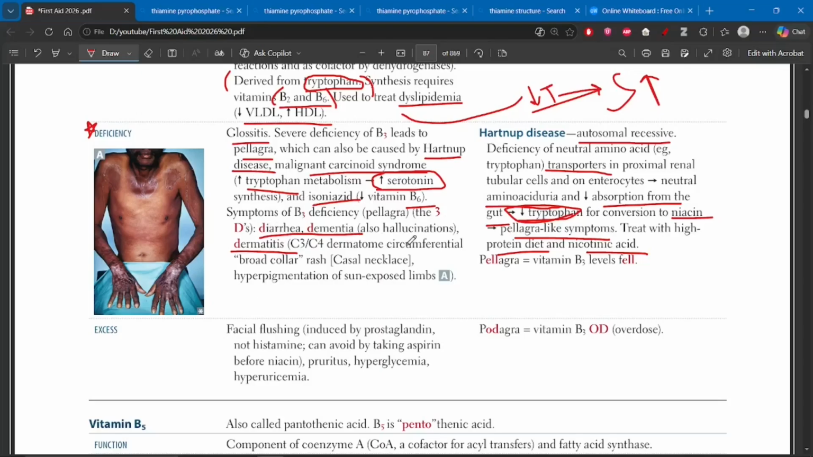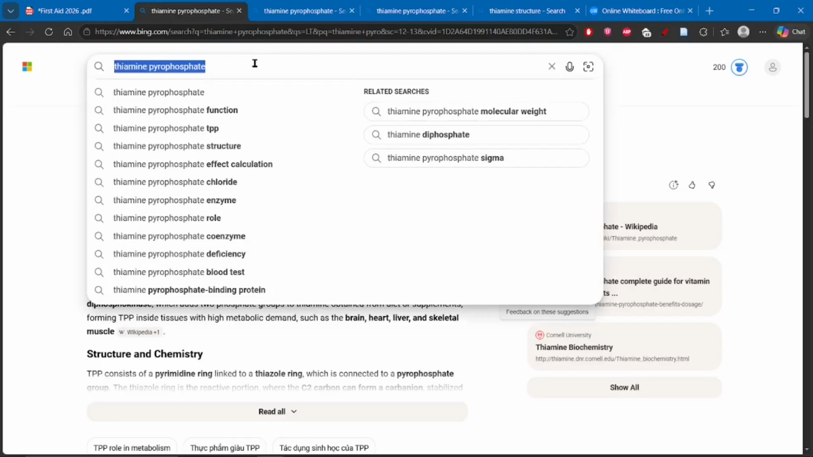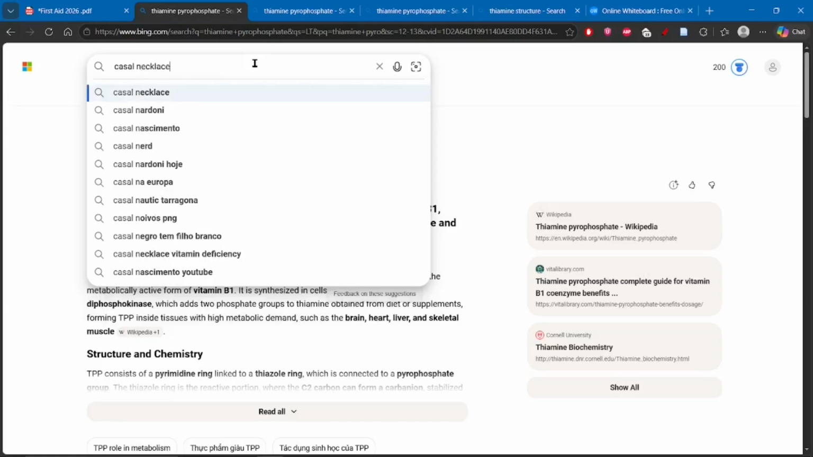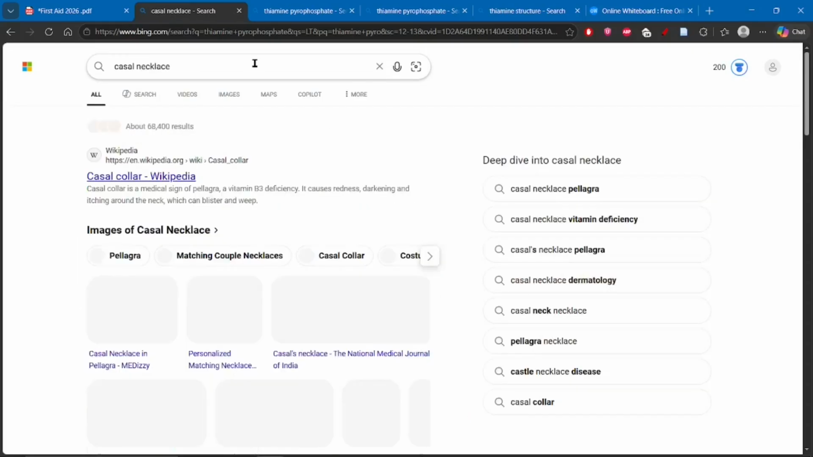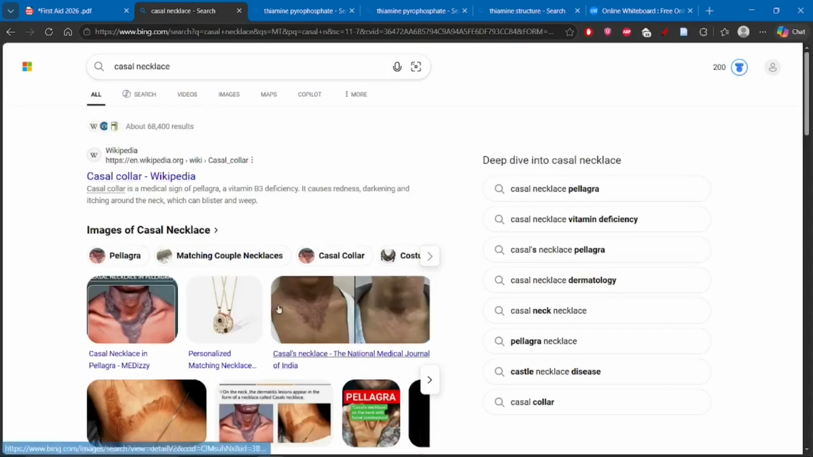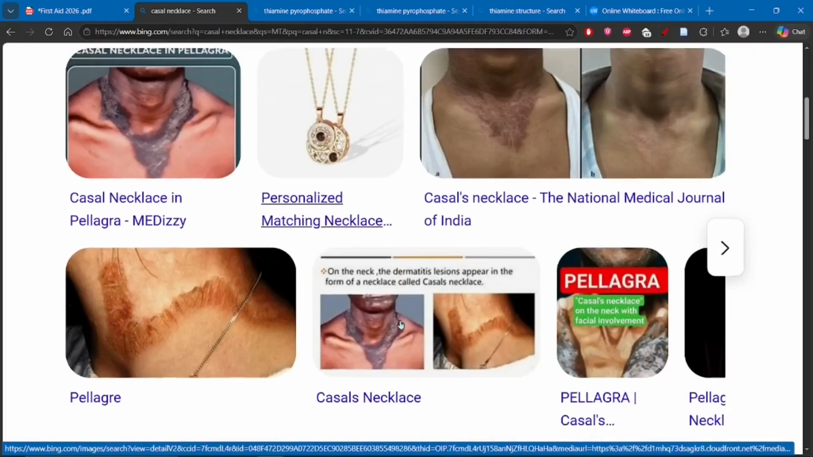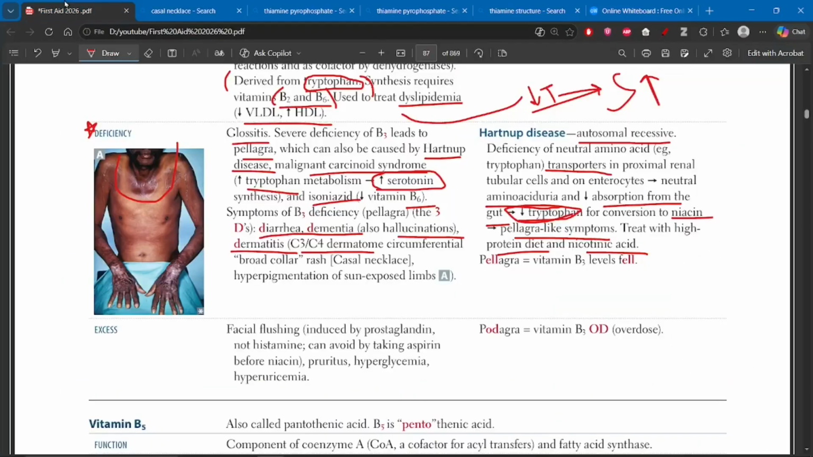These are the symptoms: diarrhea, dementia, also hallucinations, and dermatitis, which is usually in the C3, C4 dermatome and can lead to Casal necklace. So you can see Casal necklace right here. Right. I will show you guys over here. This is the dermatome C3, C4, and this is the Casal necklace. You can see this. Right.